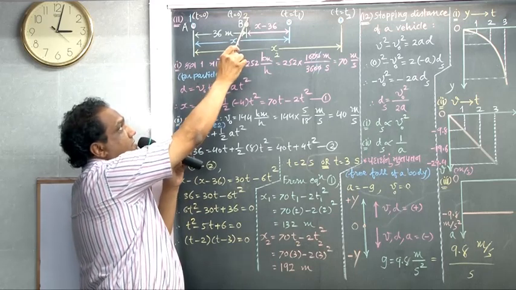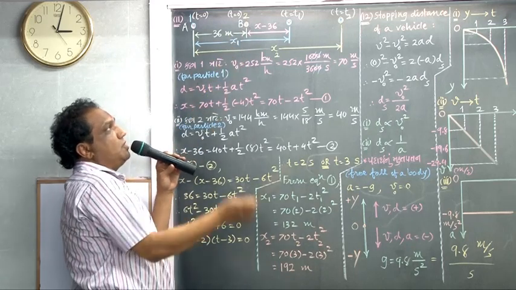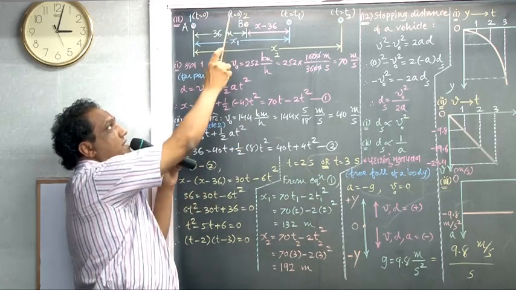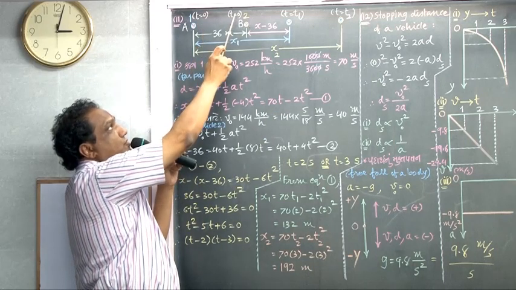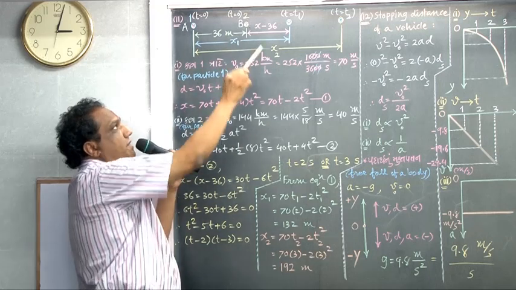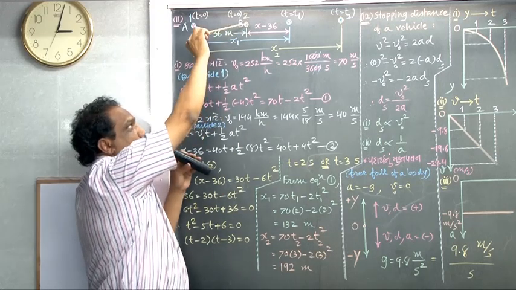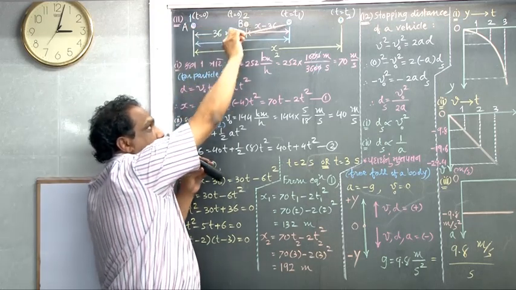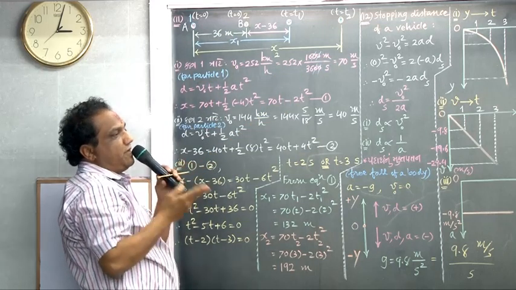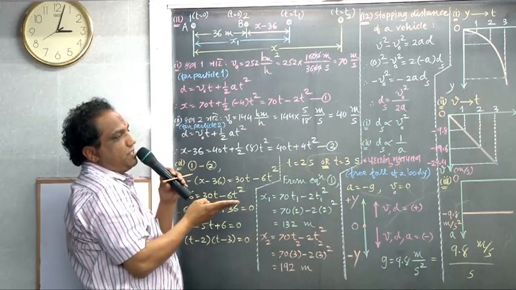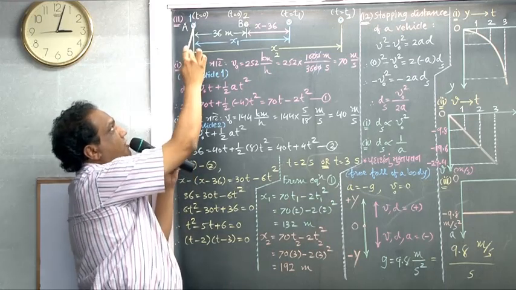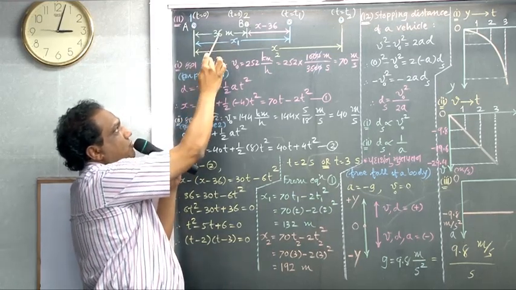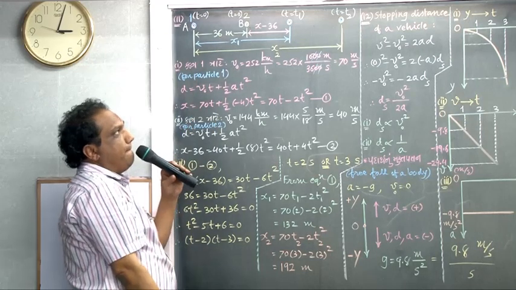Another particle, say particle number 2, also starts at the same moment. Here also t equal to 0, here also t equal to 0. And that particle number 2 also moves towards the right hand side. Means both the particles move in the same direction. Okay? Initial separation between them is given to you, 36 meter.